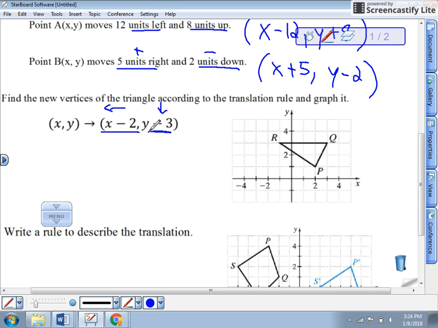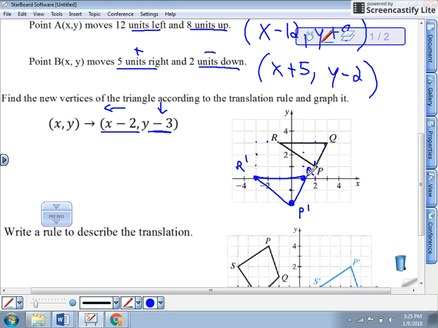So R is going to be to the left 2, 1, 2, down 1, 2, 3. So there's my R prime. Again, the new point gets the image or the little prime tick mark. Q back 2, 1, 2, down 3, 1, 2, 3. There's my new Q prime. And then P, again, back 2, down 1, 2, 3. There's my P prime, and here's my new triangle. Looks something like this. So there's that image that shifted to the left and down.